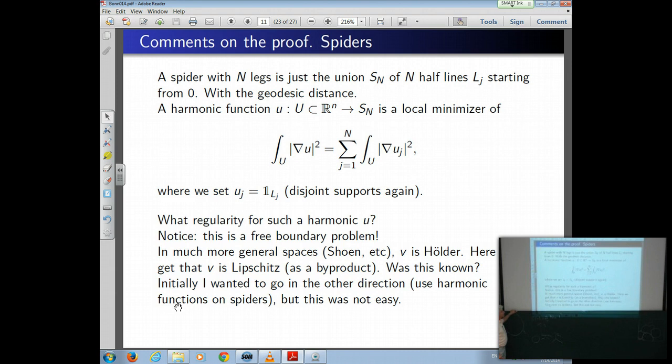What is known is much more general spaces than spiders. And then there are beautiful results that say that the functions are Hölder continuous. The proofs were complicated, and we also wanted the thing to be sufficiently stable so that when we change the problem a little bit, things still are reasonable. And what we get here as a byproduct of what we're doing is the fact that harmonic functions with values on spiders are Lipschitz.